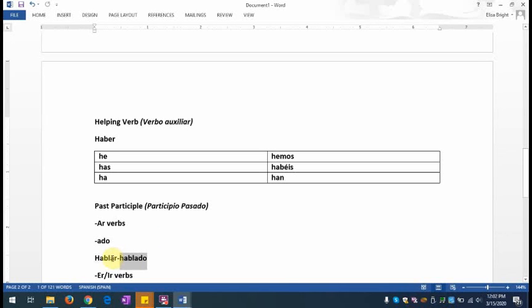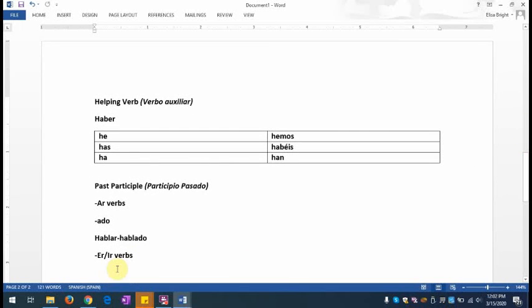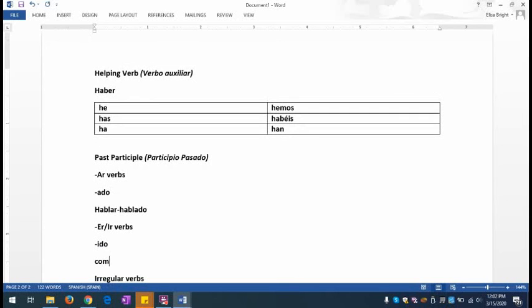So all AR verbs, you take off the AR of the infinitive and add the ending of ado. ER and IR verbs share the same ending of ido. You just add ido onto the end of the verb. So for our verb comer, we wind up with comido. And vivir, we want to say lived. Vivido. That's the past participle. So if you want to say I have spoken, you need to use two words. He hablado. Okay, there. If you want to say you have eaten, tú has comido.